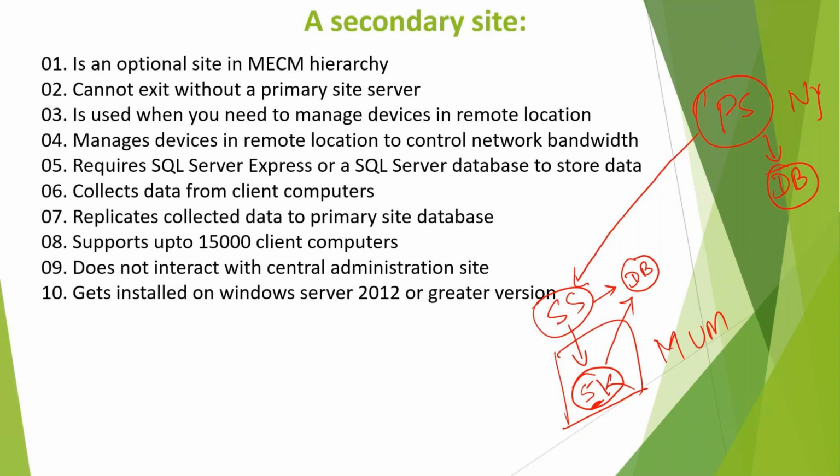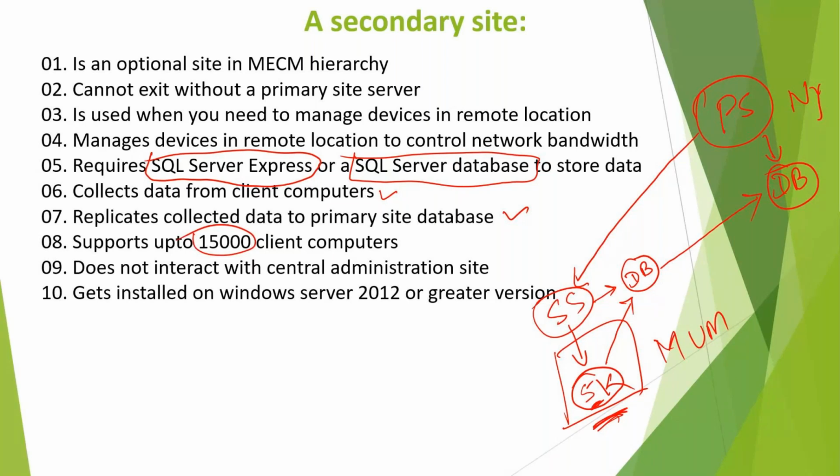Now, the secondary site server needs a database. Either you go with SQL Express or SQL Server database. Secondary can have SQL Express or SQL Server database, anything of your choice. It collects data from client machines. So secondary site collects data from these 5,000 devices. It replicates the data to the primary site database. So it's going to send the data to the New York primary site database. It can have a maximum of 15,000 devices. So that is the maximum you can have under one secondary site.